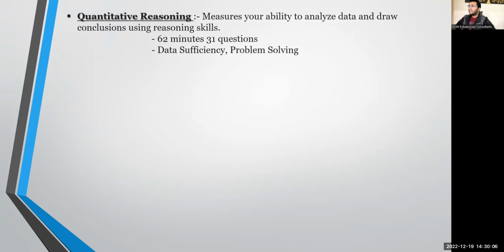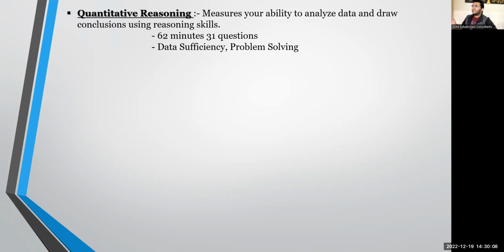All right. So the next section that we are going to talk about is quantitative reasoning. As you can see over here, it measures your ability to analyze data and draw conclusions using your skills. This particular section will have 31 questions and the time limit will be 62 minutes. And there are mostly going to be two types of problems. The first one is data sufficiency. The second one is problem solving.